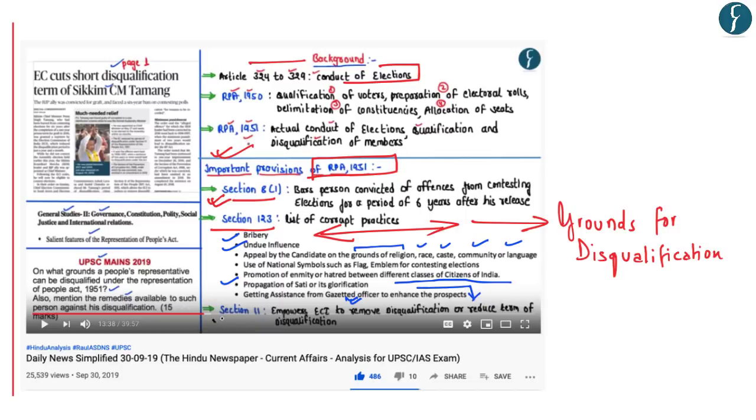Further, Baswa sir also mentioned Section 11, which empowers the Election Commission to remove the disqualification or reduce the term of disqualification, as already mentioned.